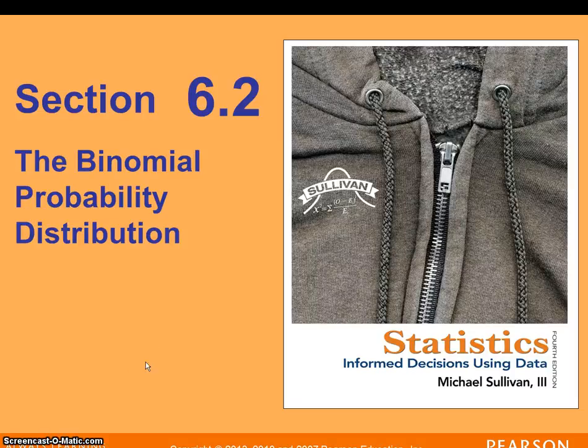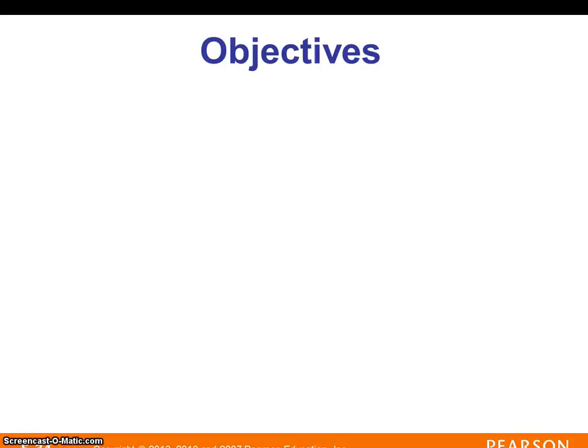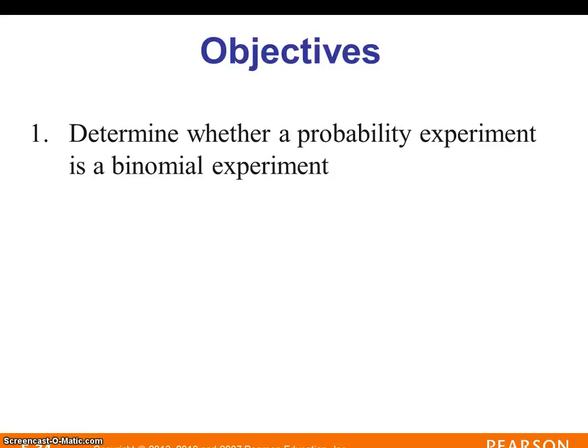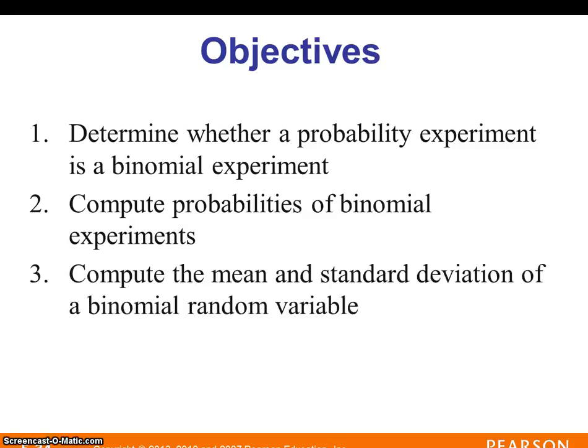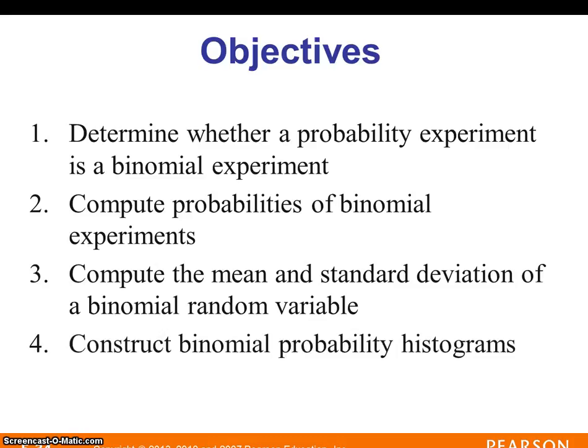Hi everybody. This next section, 6.2, is going to be about the binomial probability distribution, and these will be the objectives for this section. We'll determine whether a probability experiment is a binomial experiment or not, compute probabilities of a binomial experiment, compute the mean and standard deviation of a binomial random variable, and construct binomial probability histograms.